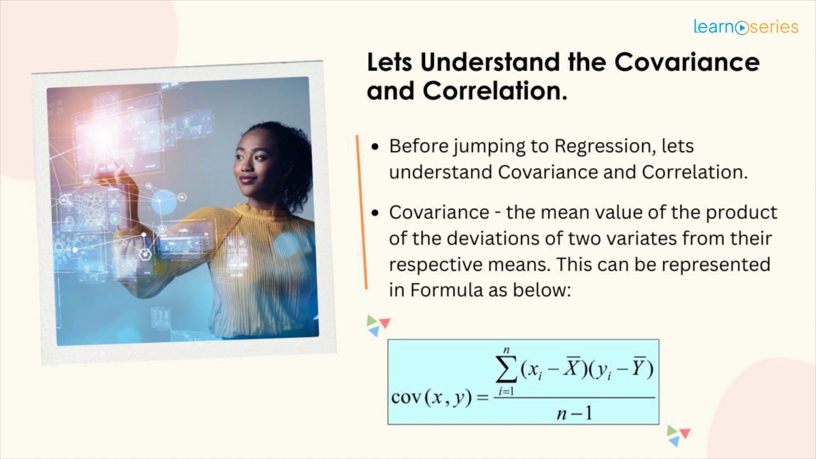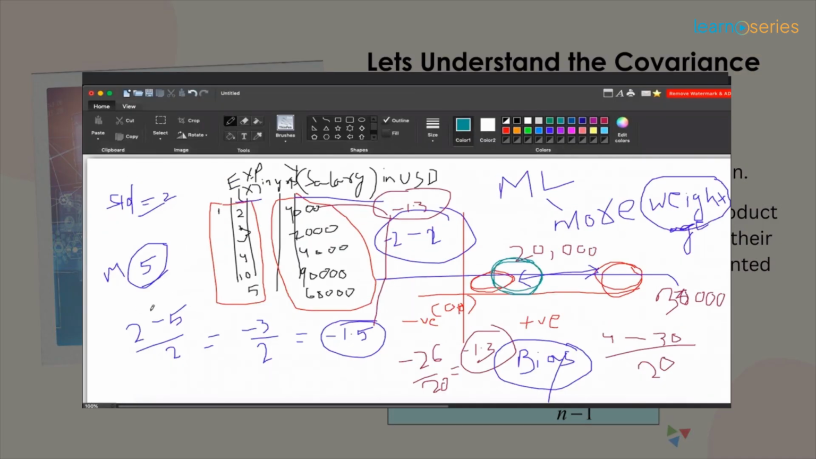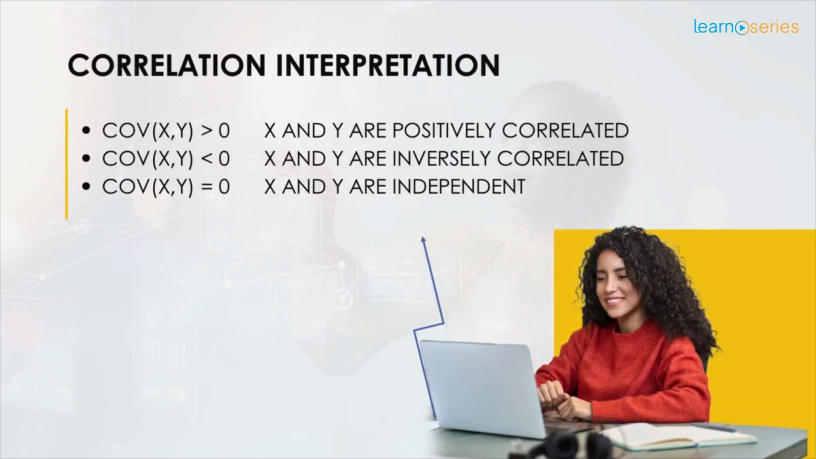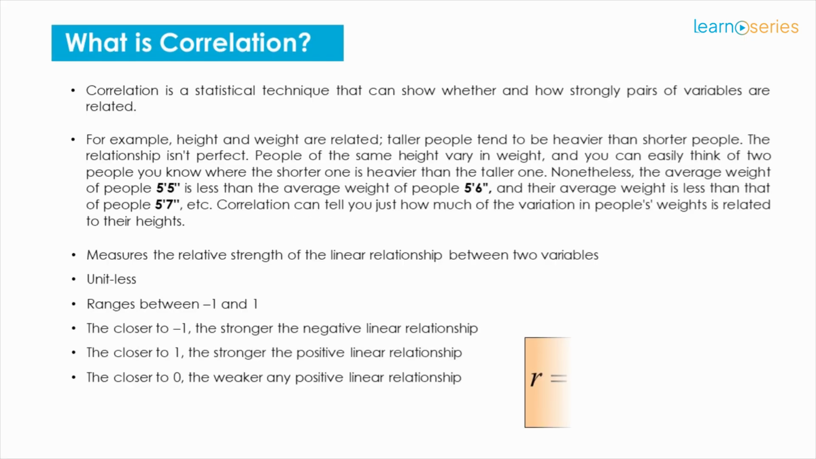The way we have seen here, from the mean we have subtracted each value. 2 minus 5, then the next one is 3 minus 5, the same thing. So xi minus x bar, yi minus y bar, divided by n minus 1. This is the formula for covariance. If it is greater than 0, they are positively correlated; if less than 0, inversely correlated; if 0, that means they are independent. So now you see, this is the correlation.